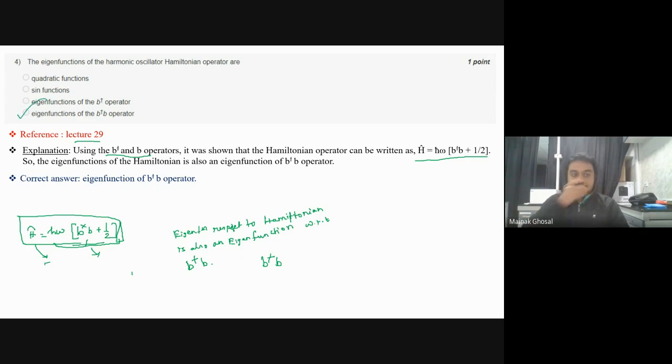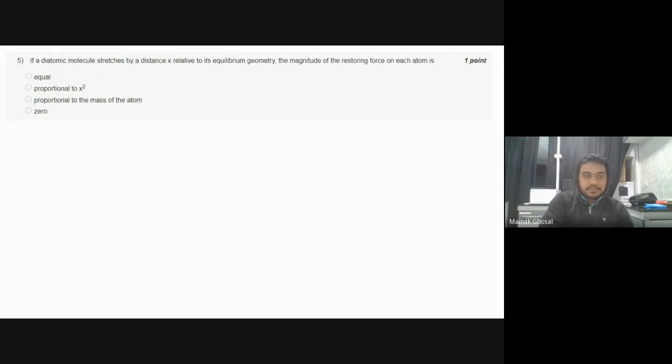So this will be your correct answer. So this is my fifth question. The question says that if a diatomic molecule stretches by a distance x relative to its equilibrium geometry, the magnitude of this restoring force on each atom is, which will be the correct answer? Is equal, is proportional to x square, is proportional to the mass of the atom, equals to 0.